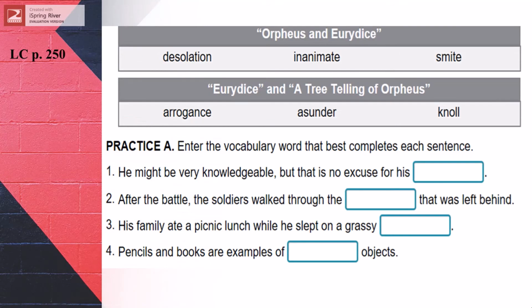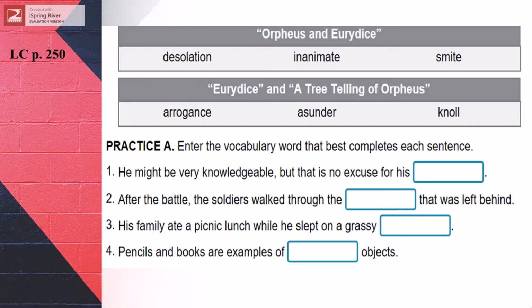Do you understand the meaning of each word? I hope so, because we are going to answer your workbook. I want you to open it on page 250. Let us have practice A. In this part, you're going to write the vocabulary word that best completes each sentence. Let us have number 1. He might be very knowledgeable, but that is no excuse for his blank. Is it desolation, inanimate, smite, arrogance, asunder, or knoll?